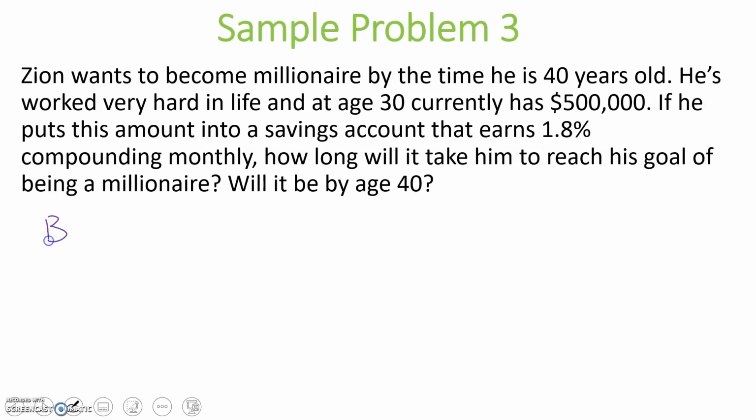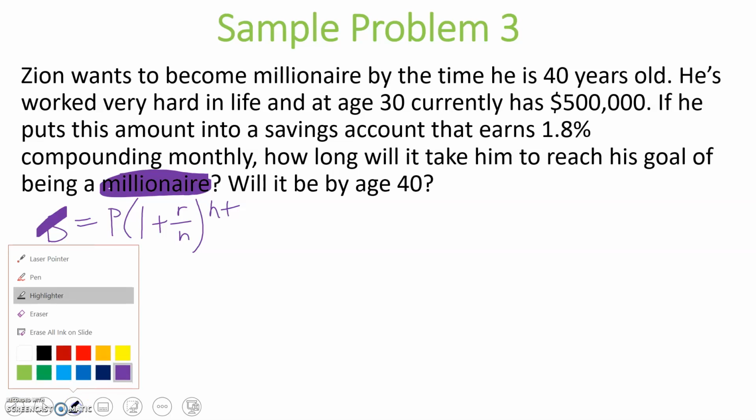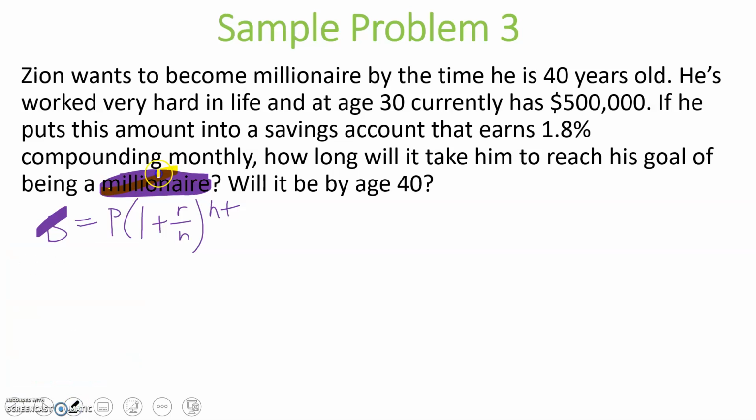So remember, we always start with our formula, B equals P times (1 plus r over n) to the power of nt. And then we're going to identify the information we know. So we know that the balance he hopes to achieve is a millionaire. So we know that's our B. I shouldn't have chosen that color. Let's use a better color. So millionaire, that's our balance.